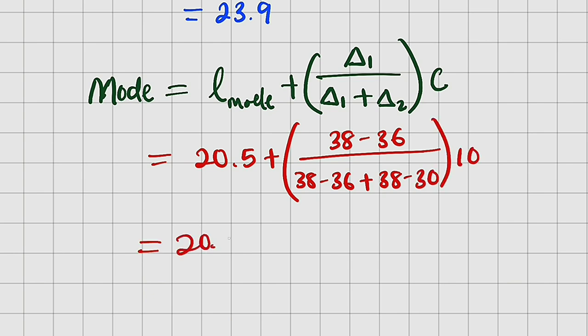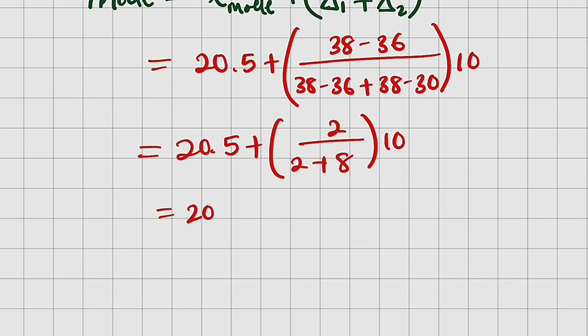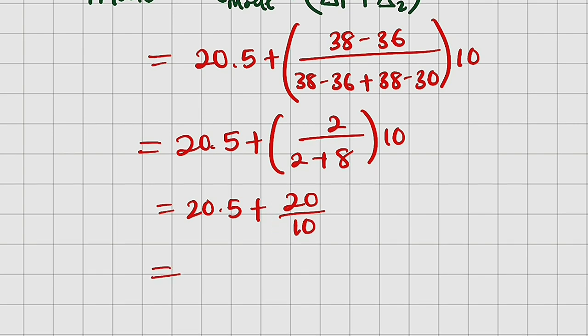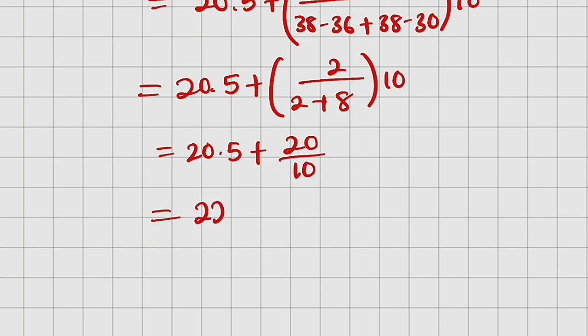So this is equal to 20.5 plus 38 minus 36 is 2 divided by another 2 here plus this is 8 multiplied by 10, right? This is 20.5 plus 2 multiplied by 10 is 20 divided by 2 plus 8 is 10. So you can see that 20 divided by 10 is 2 and 2 plus 20.5 is 22.5, and hence this is the mode, 22.5.